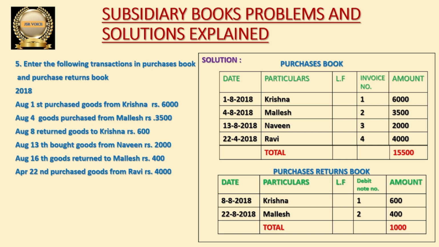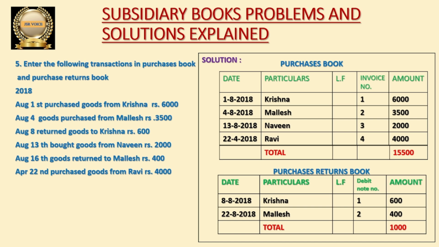Look into the transaction. We have to just understand that returned goods to Krishna. Who is returning goods to Krishna? Always business only. Business returns goods to Krishna. When business can return goods to Krishna? If already it purchased. If already it purchased, then only it can return it now. So this is purchase returns transaction.